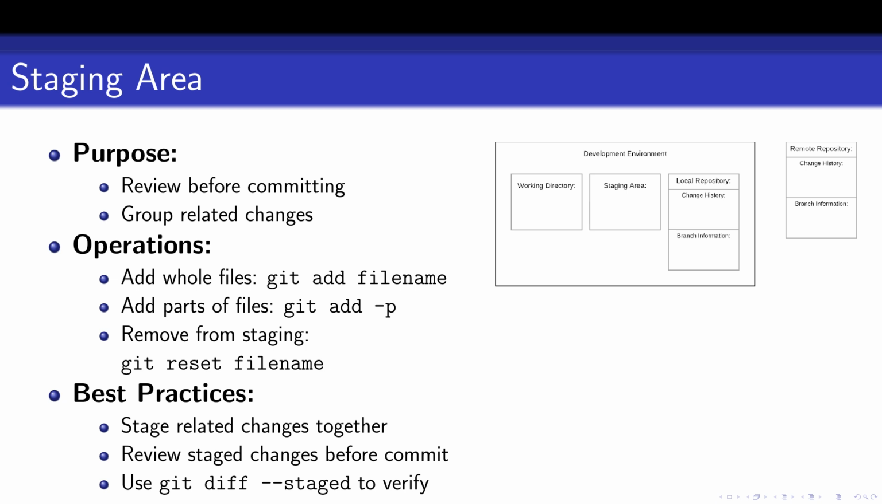The staging area is your review zone. It allows you to prepare files for commits, group related changes, and verify them before committing. Use git add to stage files, git reset to remove files from staging, and git diff --staged to review staged changes. This process ensures you only commit what's intended.